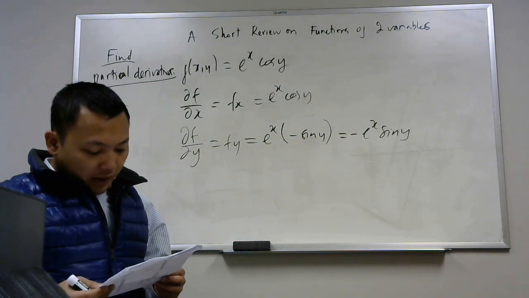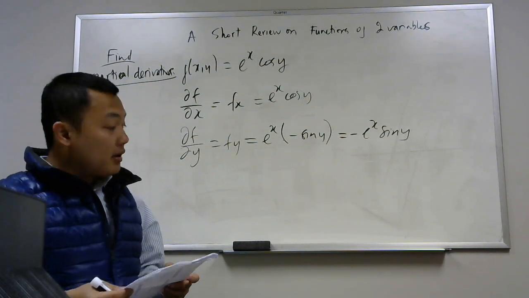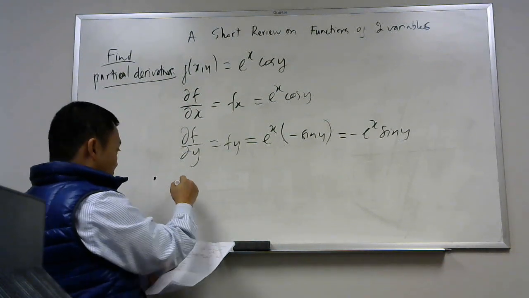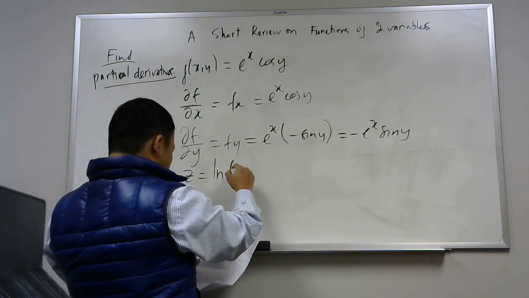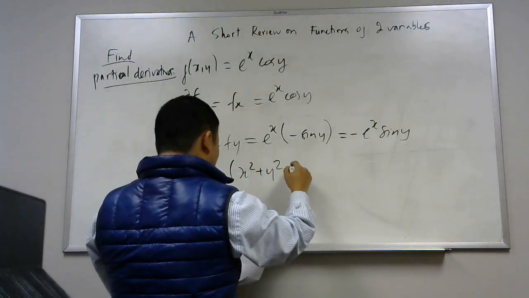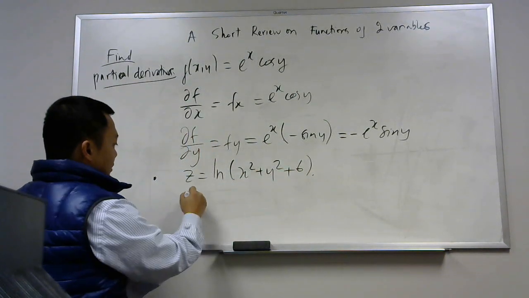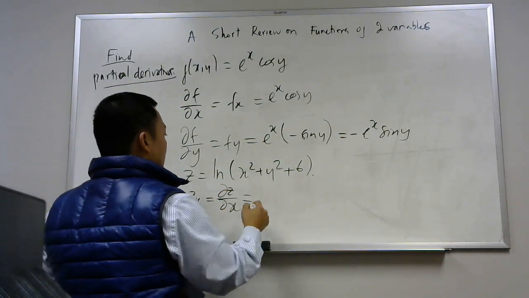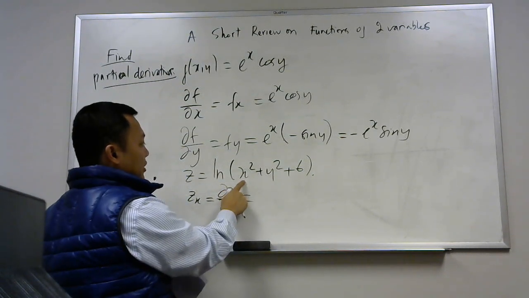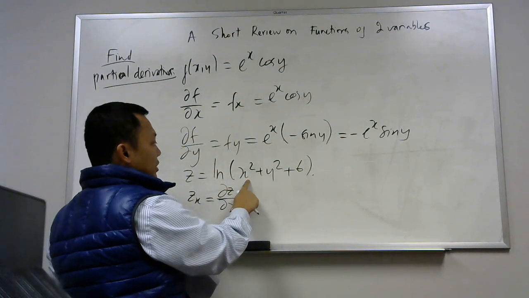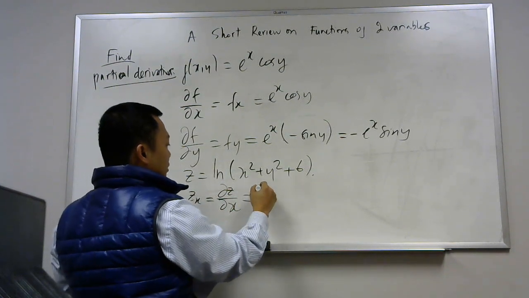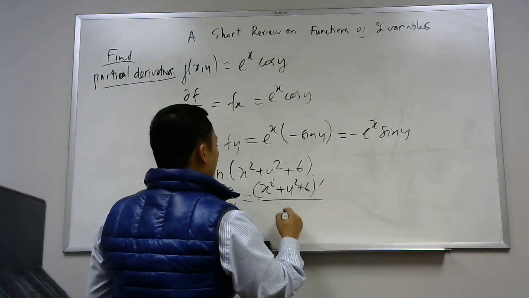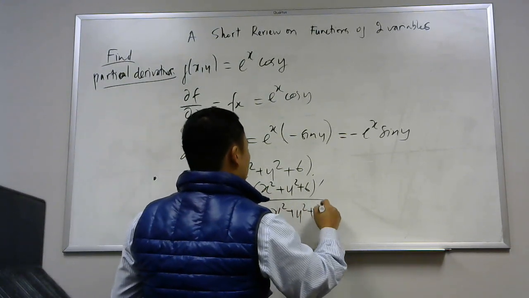Next question, find all first partial derivatives. Just take a second function. z equal to ln of (x squared plus y squared plus 6). So zx, or dz/dx, equal to... now we differentiate with respect to x. Here we need to use the chain rule. So I take the derivative of the top and then divide by x squared plus y squared plus 6.